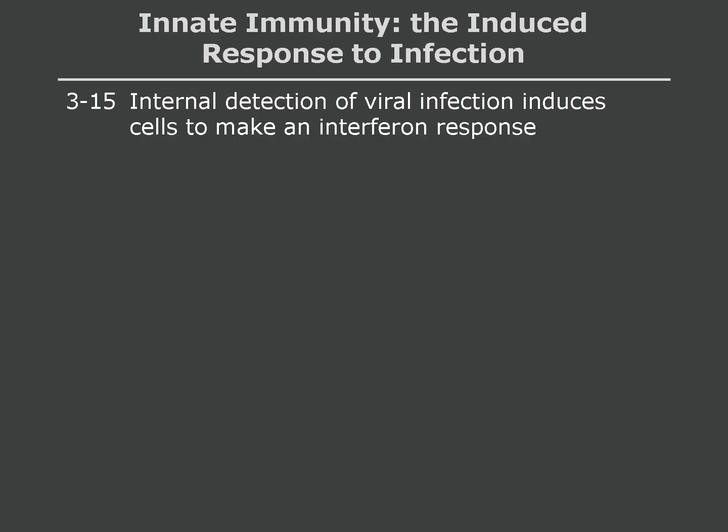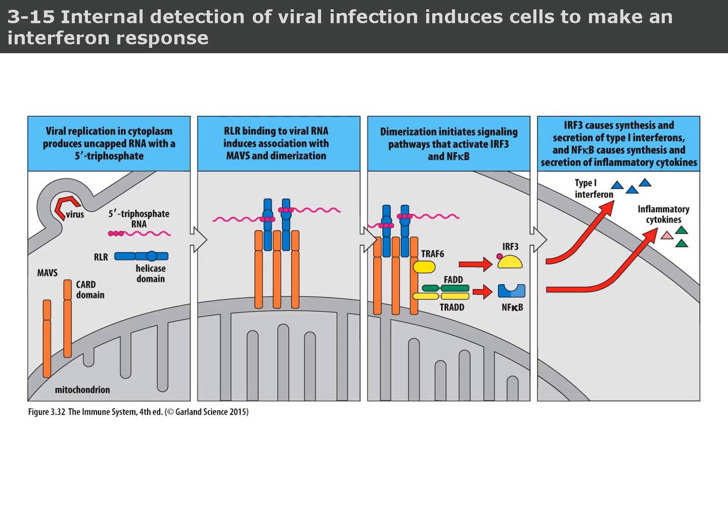Internal detection of viral infection induces cells to make an interferon response. This diagram outlines how cells detect internal viral infections and initiate an interferon response to defend against them. The process begins when a virus replicates within the cytoplasm of a host cell, producing RNA molecules that are not capped and contain a distinctive 5-triphosphate group.